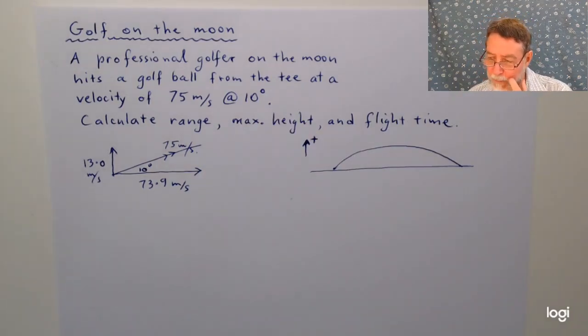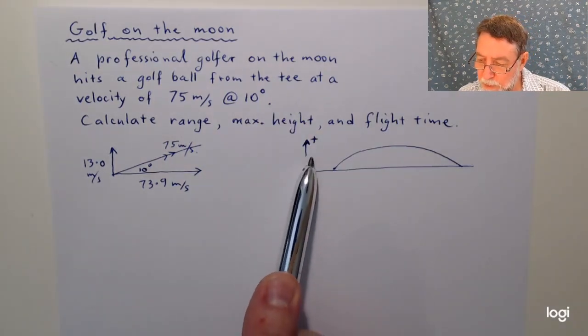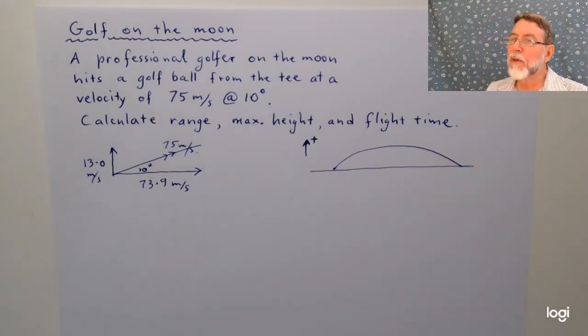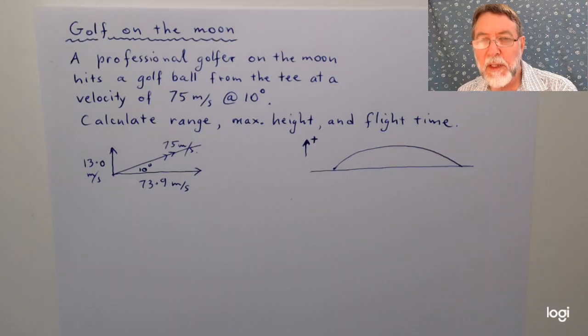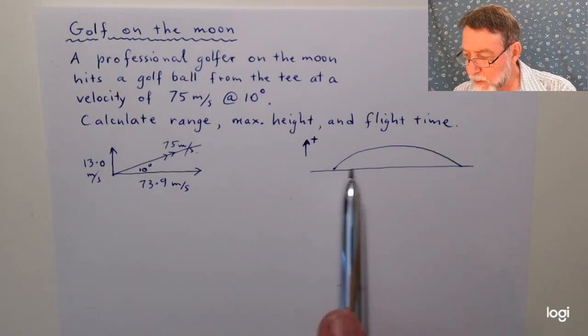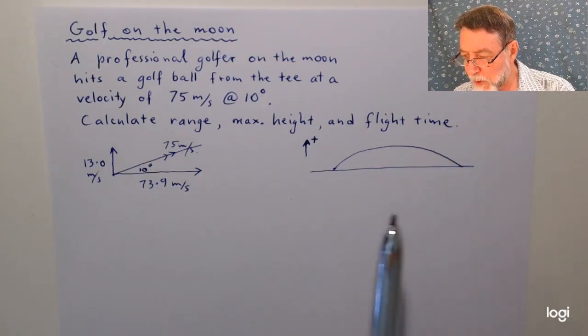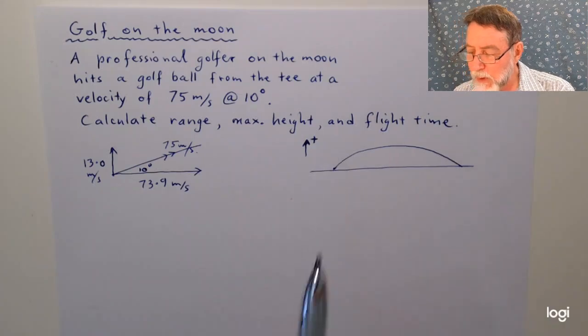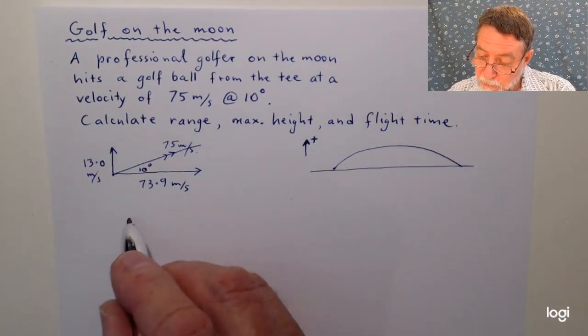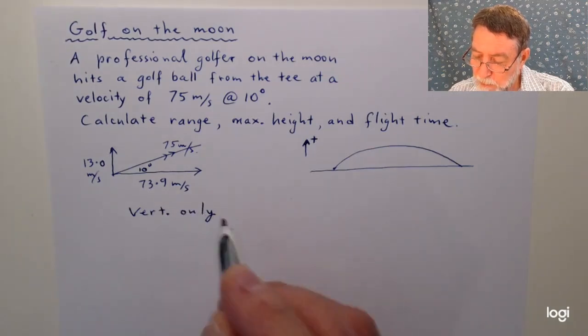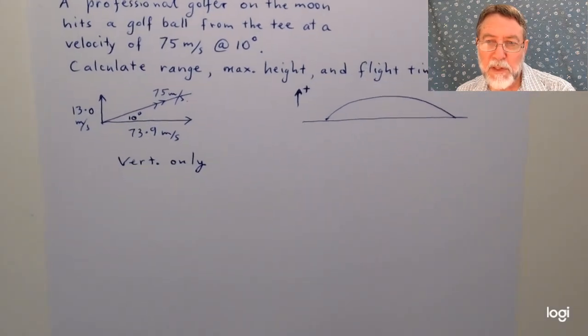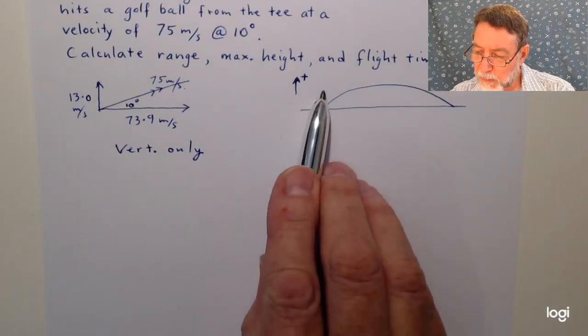So that was step 2. Step 1, get your direction of positive. Step 2, we've got the components of the velocity. And now I'm going to think about what's happening in the vertical direction. Remember, the key to solving this is to treat the horizontal motion separate from the vertical motion. So I'm choosing to start with vertical only. I'm restricting myself to thinking it's going to go straight up and straight down.